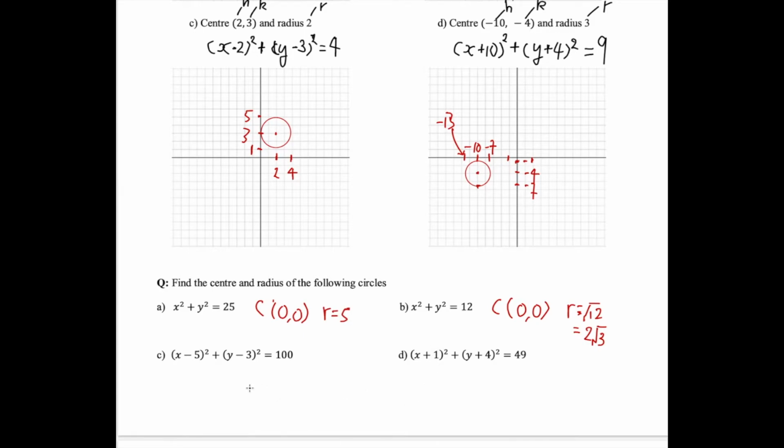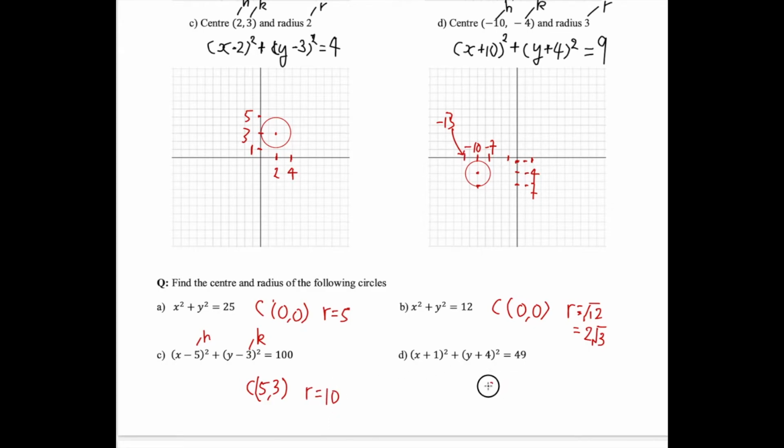Now, these are all quite straightforward. As you can see, x minus h plus y minus k. So this is the h, this is the k. So then the center is 5, 3. I use the letter C for center, so you can as well. You don't need to write the full word. Now the radius is the square root of 100, so that's what? 10.